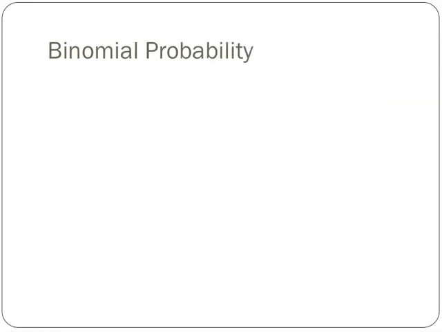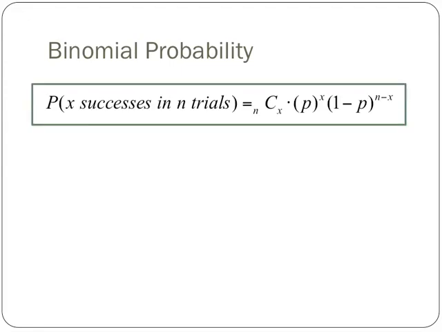All right, so binomial probability is found as the probability of x number of successes in n number of trials is equal to n choose x times p, that's the probability of success, to the x times 1 minus p, that's the probability of failure, to the n minus x. So let's just write down what everything represents here.